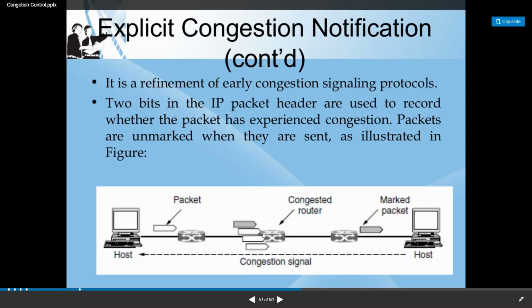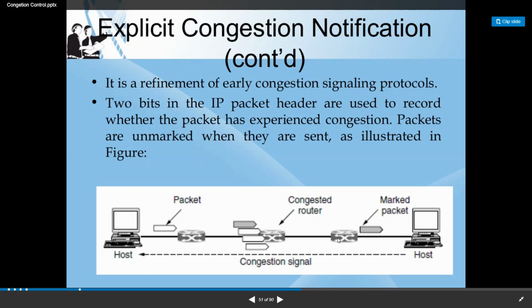This is the congested router. See, through this congested router, these four packets are passing. What this router did is it marked this packet, which is bubbled here. It tagged the information of congestion to the packet and forwarded it to the next one. Okay.